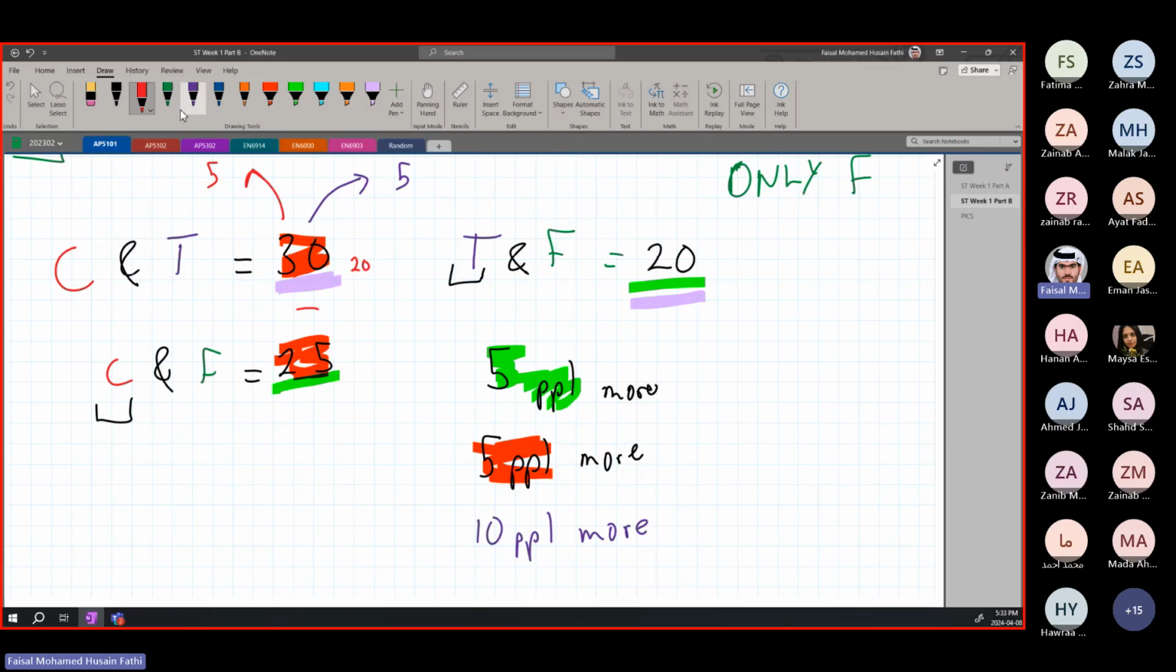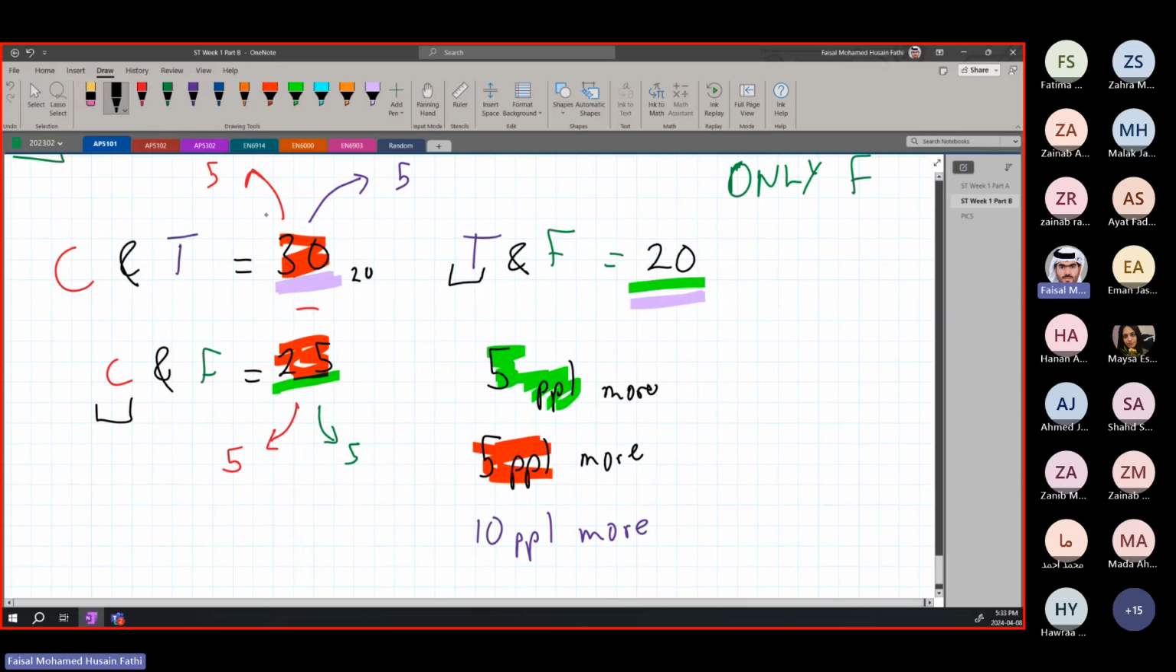We're going to take out red 5 from here. We're going to take out green 5 from here. So instead of 25, we're going to be left with, I'm not going to write this in black so there's no confusion. This is 20. This is going to be 25 minus 5 minus 5, which is 15.